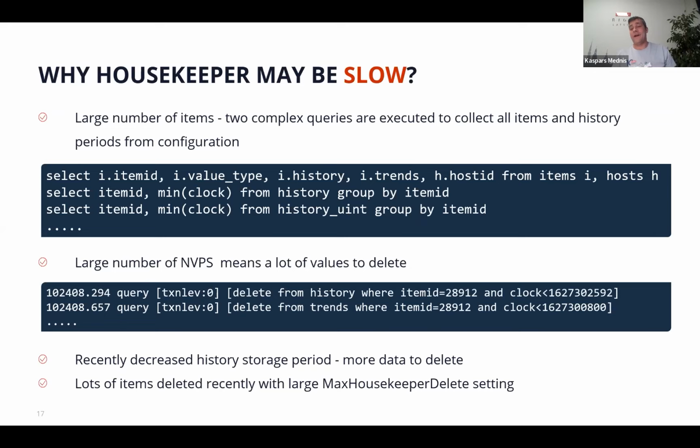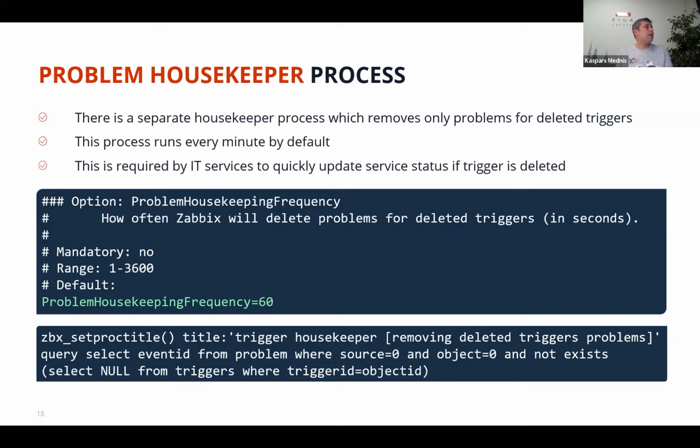Okay. So this one, there is another process, which is the problem housekeeper. It was introduced in Zabbix 6 together with services. This problem housekeeper has one task: delete problems if triggers are deleted. Why? Because services are based on problems and it will affect service calculation. So there is a separate process related just to problem deletion, with separate settings. So a separate problem housekeeper and separate settings.